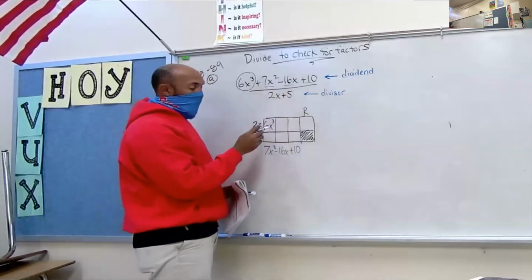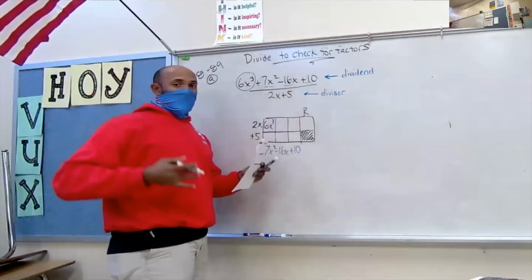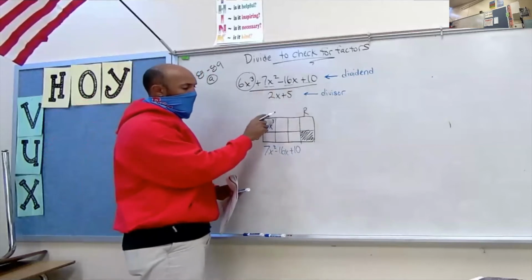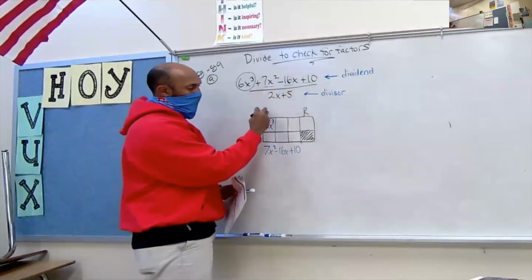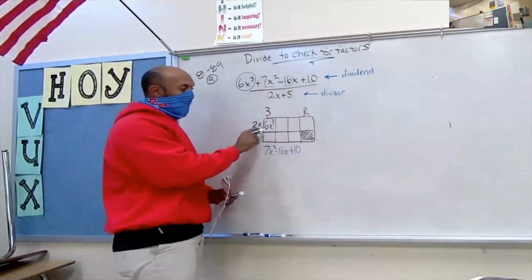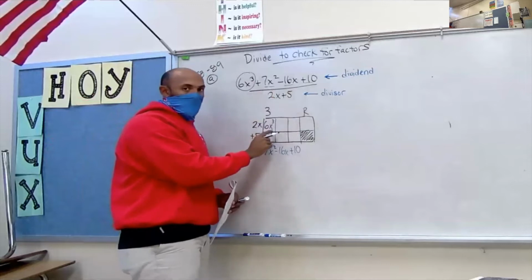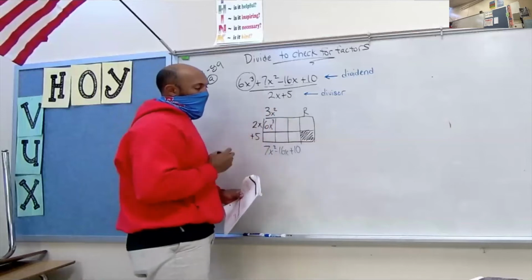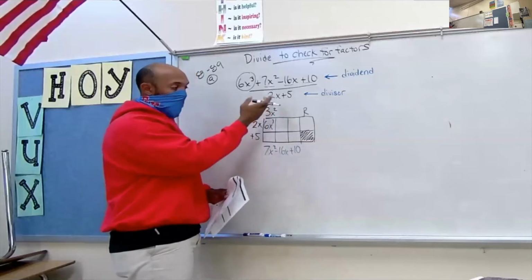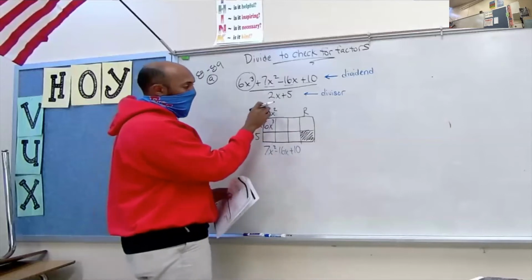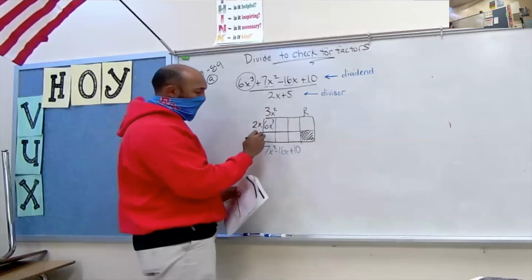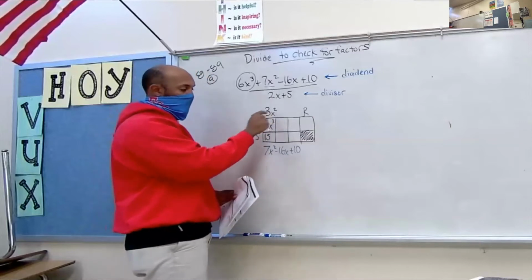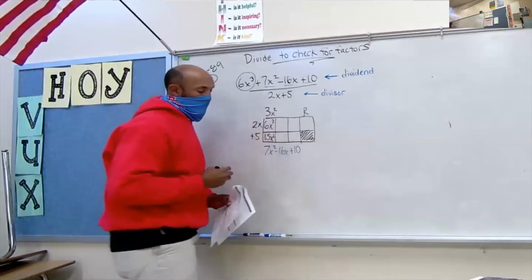Now, I'm filling in the box on the outside and the inside, just like you would if you were working with other boxes. I would say 2 times what gives me 6? 3. Then x times what gives me x cubed? What is it? X squared. Okay? And then I fill in the box below it. Then I say, okay, 3 times 5, 15. And then I also have to multiply x squared, because it's 3x squared times 5, so 15x squared. Okay?